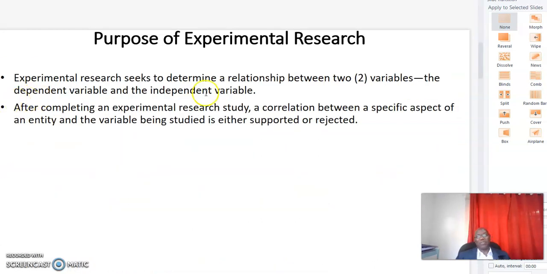What is the purpose of experimental research? Experimental research seeks to determine a relationship between two variables, the dependent variable and the independent variable. After completing an experimental research study, a correlation between a specific aspect of an entity and the variable being studied is either supported or rejected.